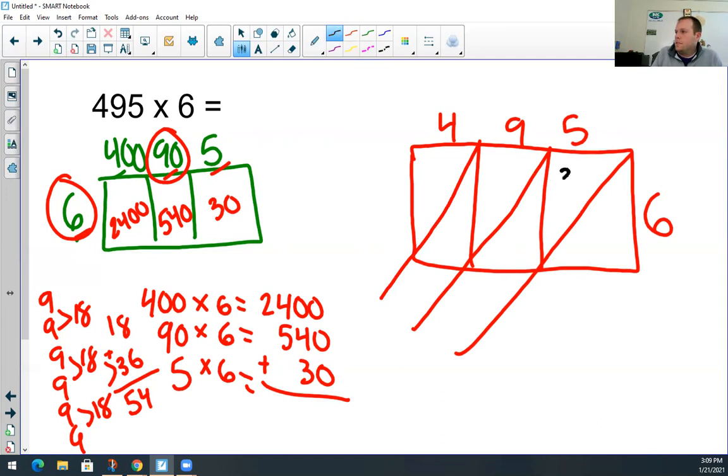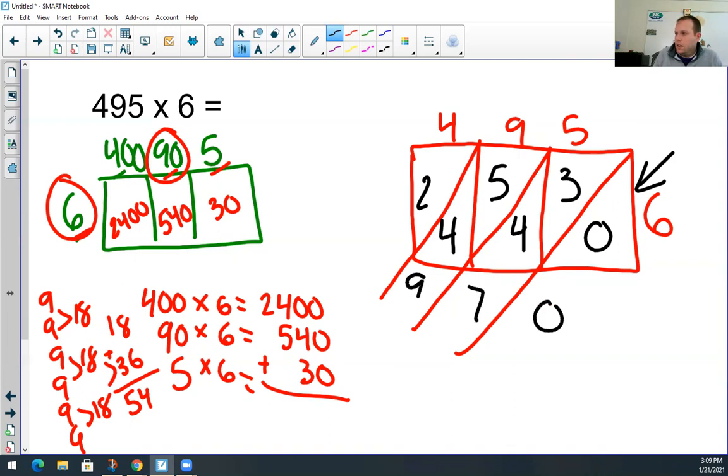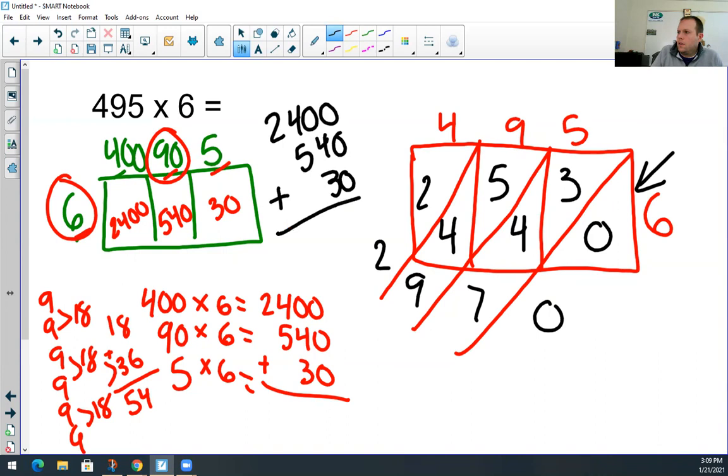Okay, so this would be 30, 54, 24, and then you're adding along your diagonal. So the first is 0, 7, 9, 2. If you had this one written out, same and same. So 2,970, regardless of how you go about solving that problem. Okay, so check your work. Hopefully you got that one right. We'll move on to the next one.